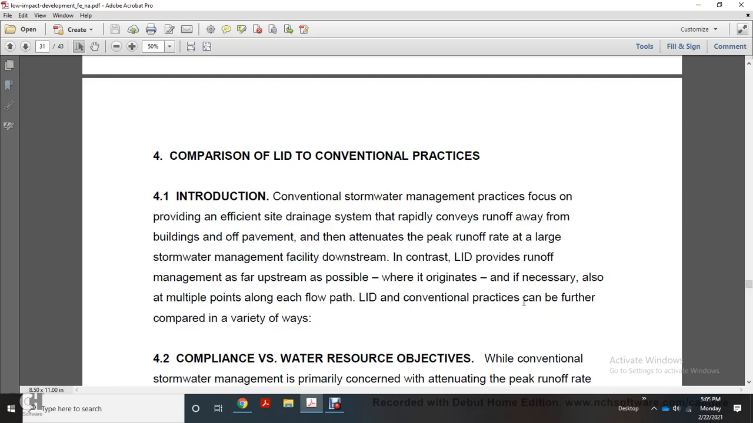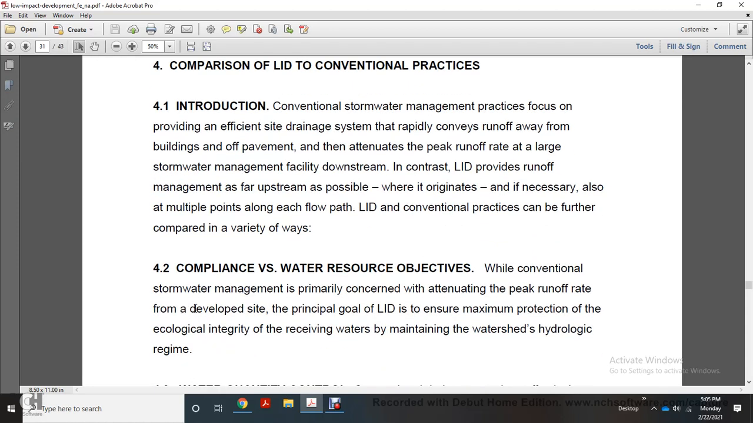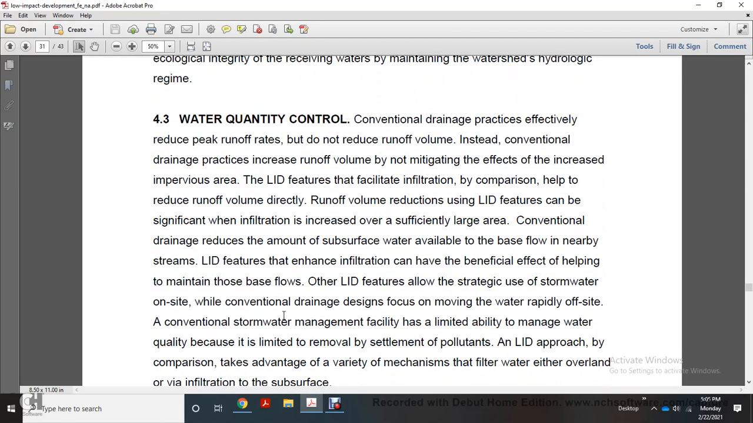Low-impact development and conventional practice can be further compared in a variety of ways. Compliance with water resource objectives. Conventional stormwater management is primarily concerned with the reduction of the peak runoff rate with the development of the site. The principal goal of low-impact development is to ensure maximum protection of the ecological integrity of the receiving waters by maintaining the watershed hydrological regime.